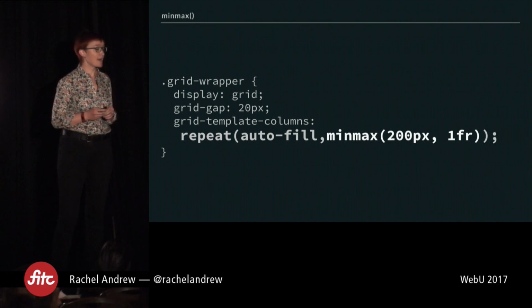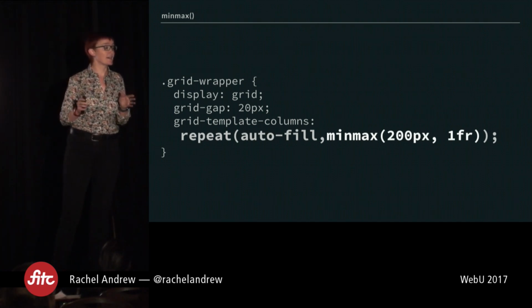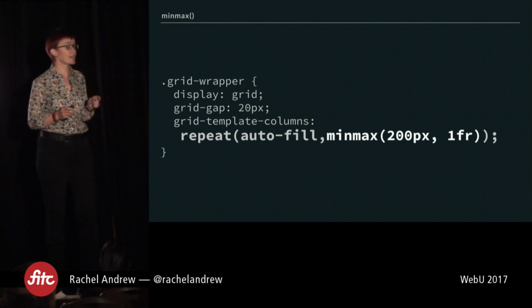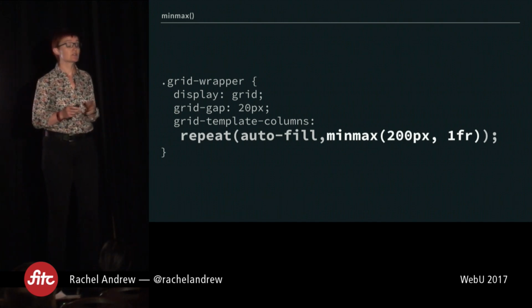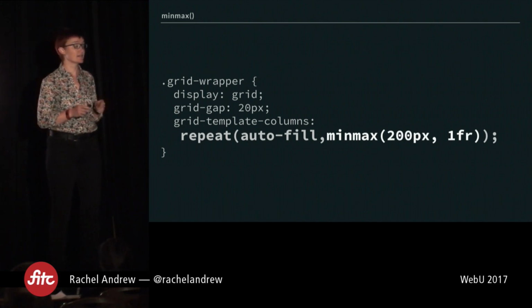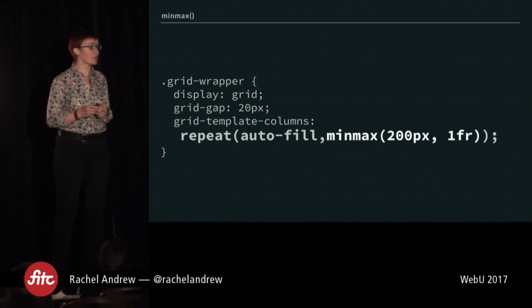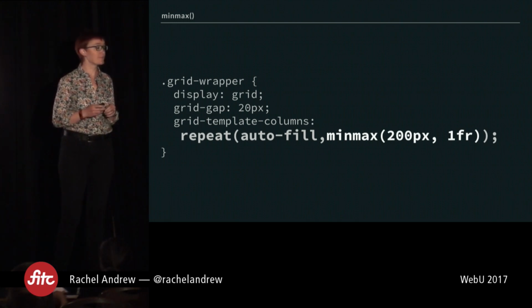And then we use min-max. Min-max lets us set a minimum and a maximum value for track size. The minimum will be the smallest size we want our columns to shrink to. So in this case, I'd like that to be 200 pixels. The maximum is 1 FR. That's 1 fraction of the available space.